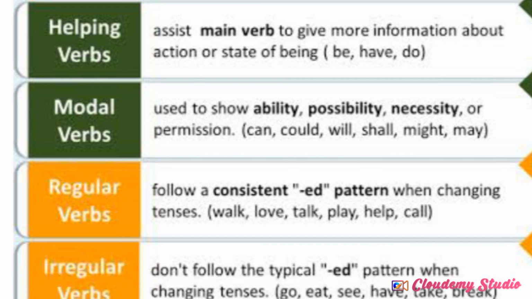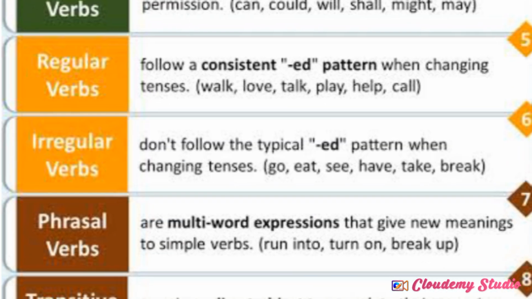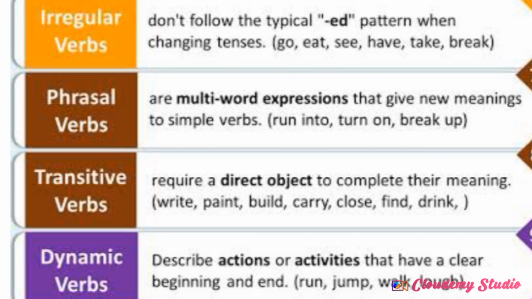For example, regular verbs and helping verbs. Regular means the verbs which end with the ed pattern come under regular verbs. Those words which do not have ed at the end come under irregular verbs. Phrasal verbs are those verbs which give a new meaning to a simple word, for example, run into, turn on, break up. Transitive verbs complete their meaning and have a direct object.